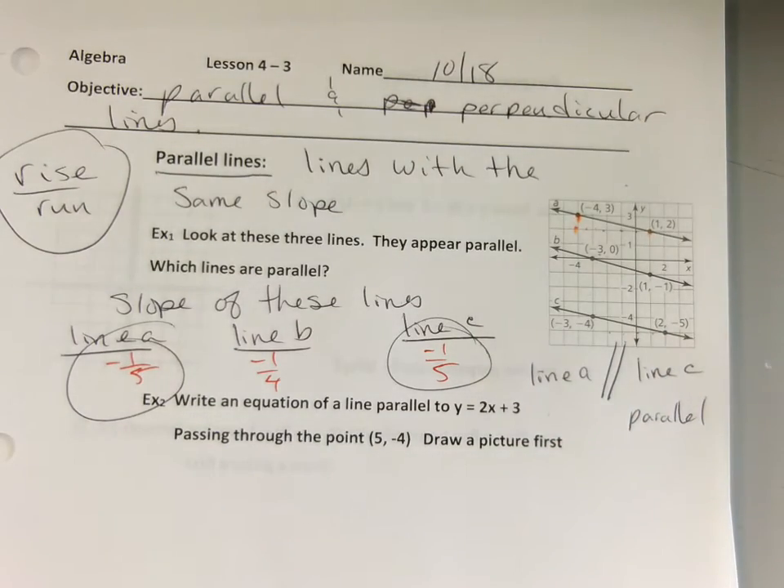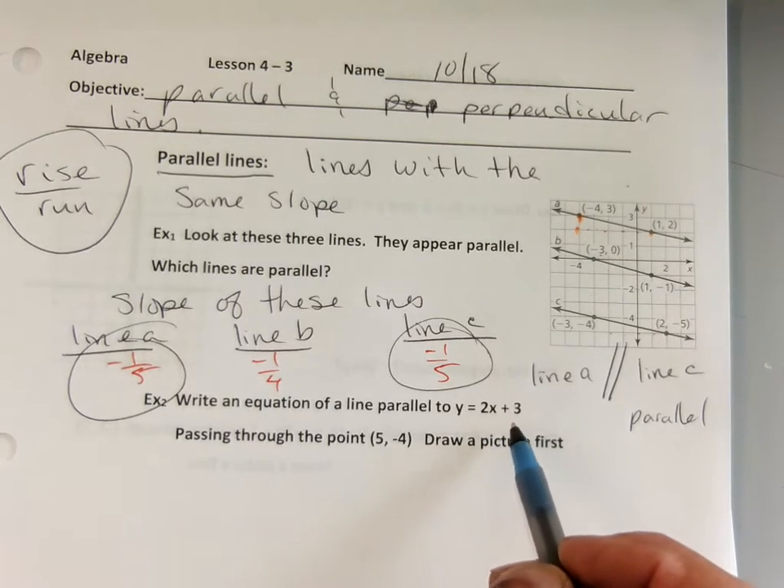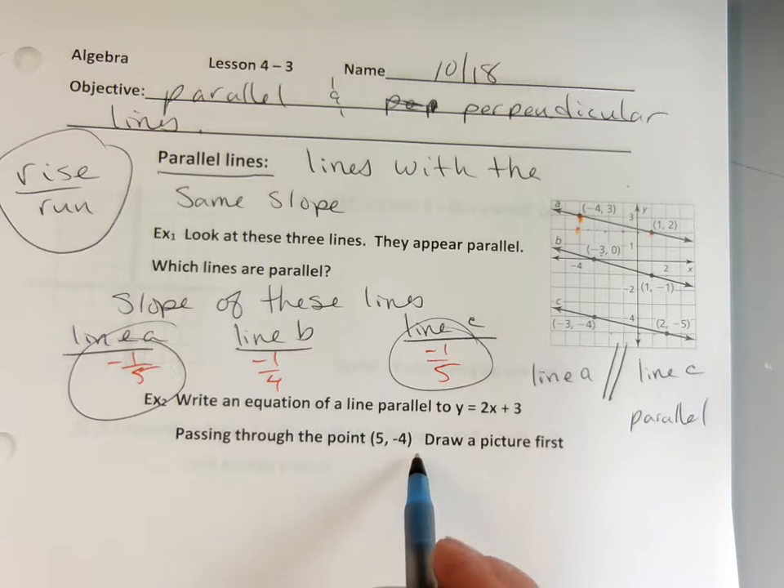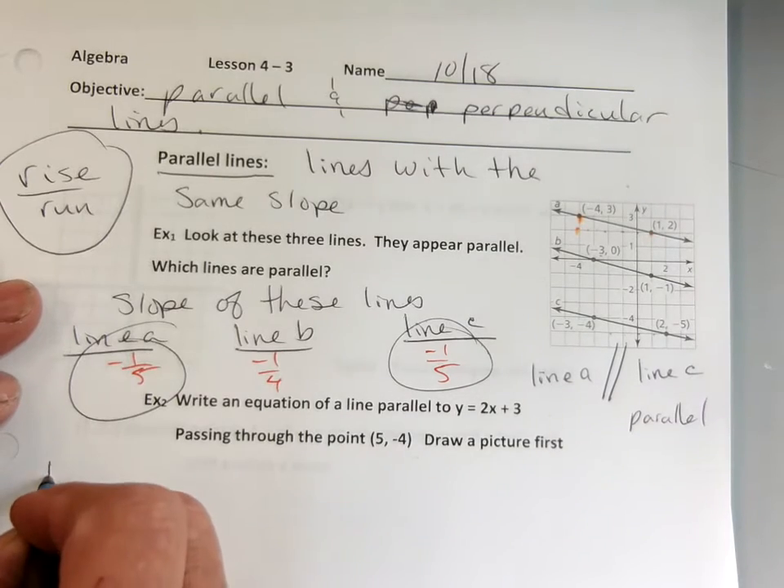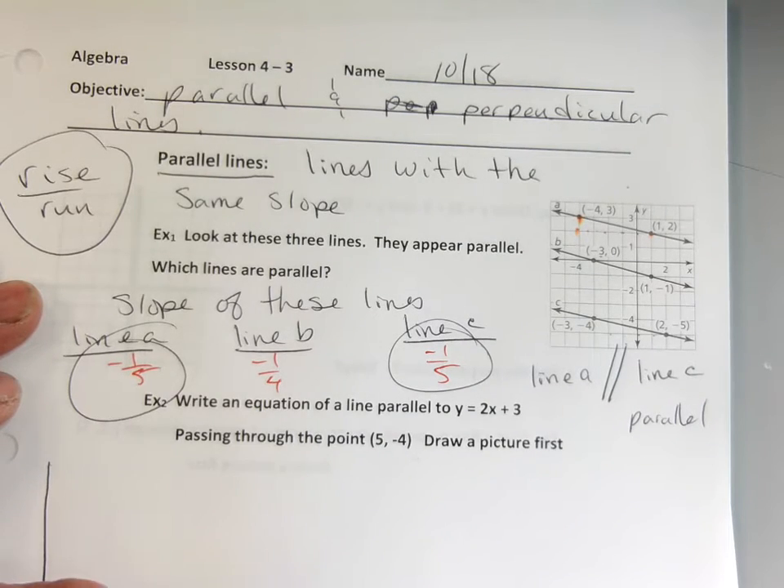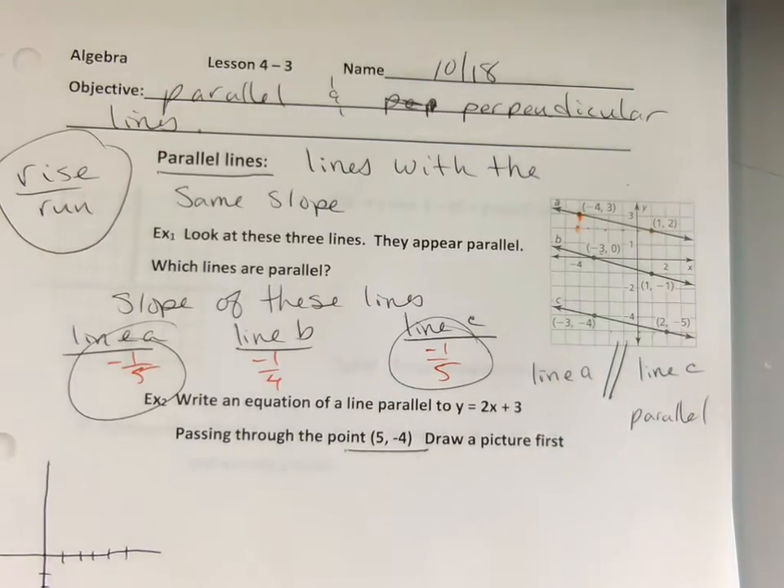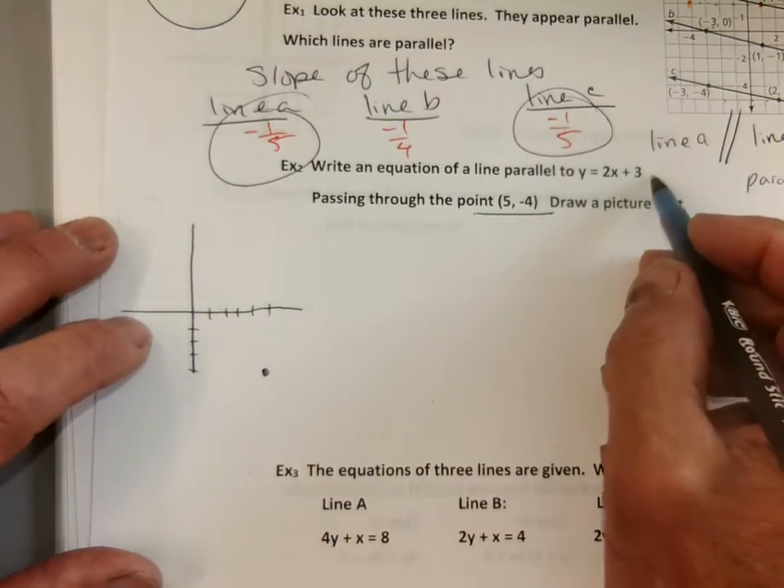Example 2: write an equation of a line parallel to y equals 2x plus 3, passing through the point 5, -4. Well, let's draw a picture and see what this looks like. I'll put the picture over here. I got a point at 5, -4. So I got a point, and I got a line, 2x plus 3.